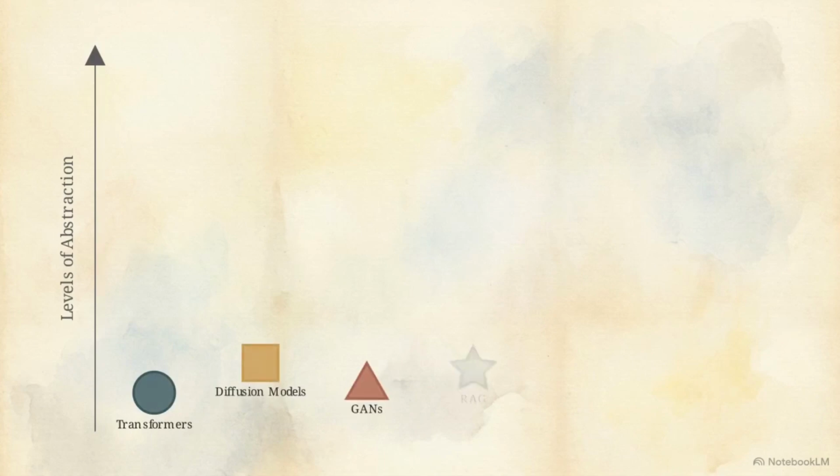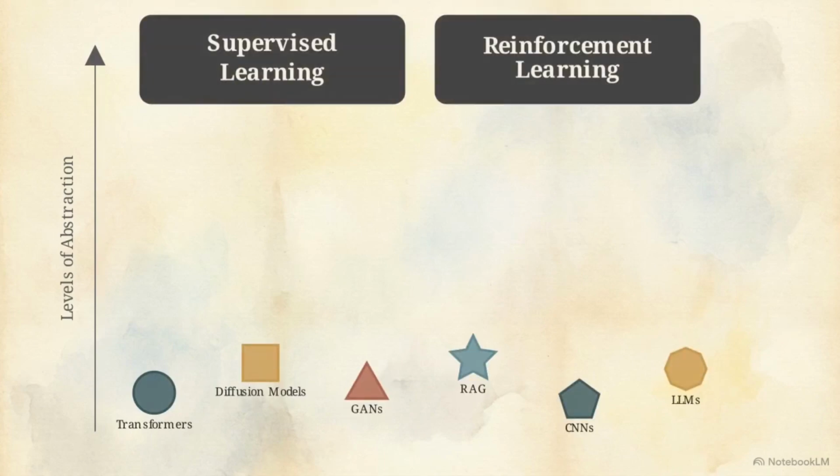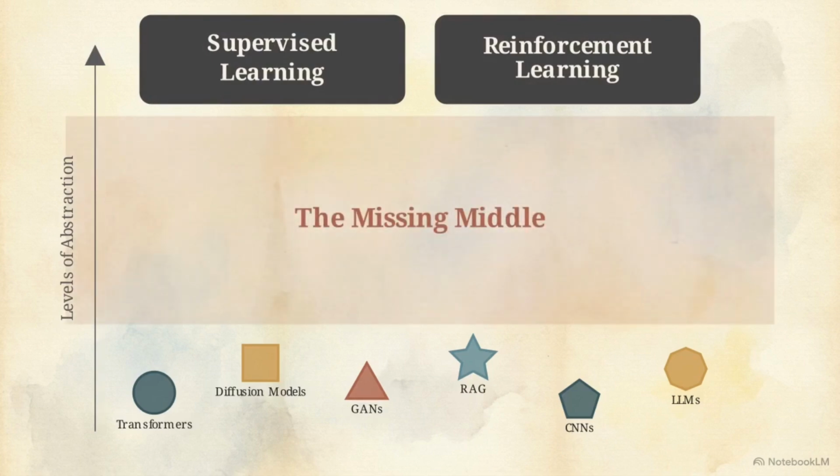This spectrum illustrates how we currently categorize AI. At the bottom, we have those fast-changing model names. At the top are broad learning paradigms, like supervised or reinforcement learning. These concepts are stable, but they often sit too high to be actionable. Knowing a system uses unsupervised learning does not necessarily help you design a better medical trial. We are left with a gap in the middle.